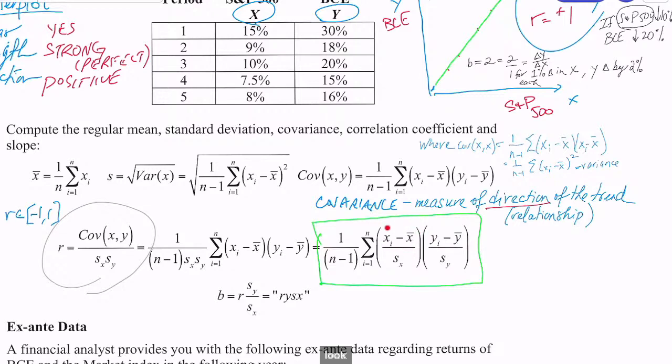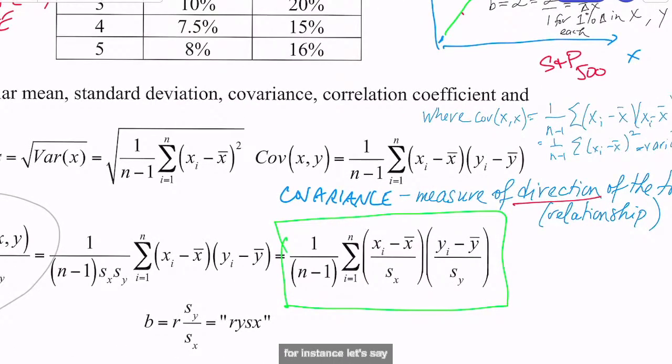Because look, this is picking up the signs. So for instance, let's say we have the relationship above here, okay? So if R is positive, I already showed you when X is high, Y tends to be high. When X is low, Y tends to be low, and that results in a positive R.